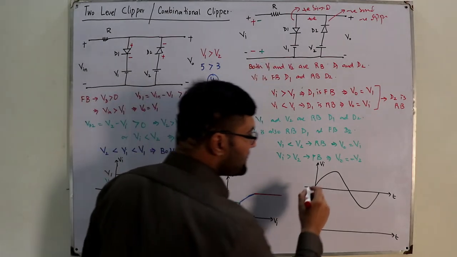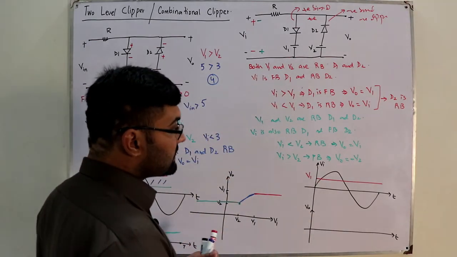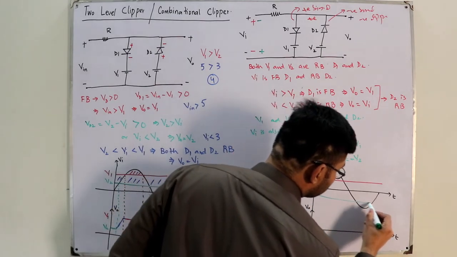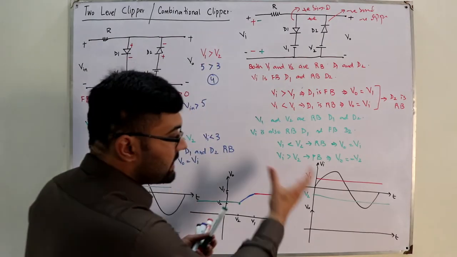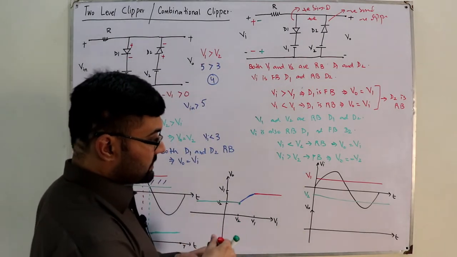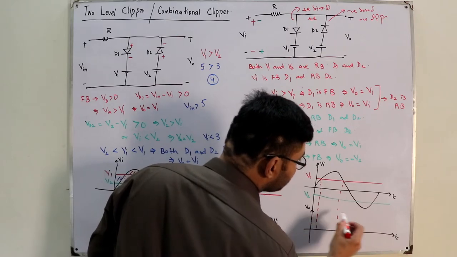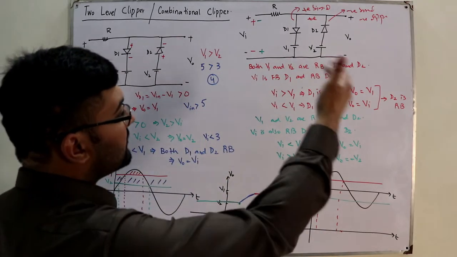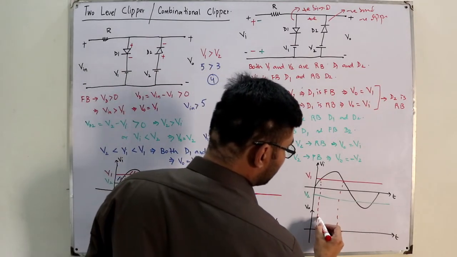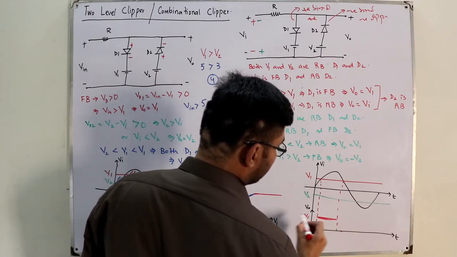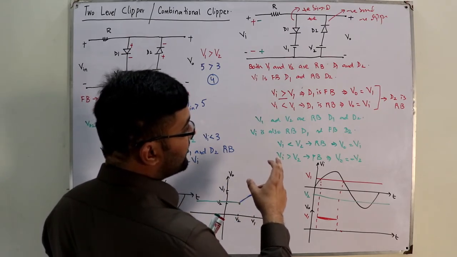So this V1 lies somewhere over here. And similarly, this V2 lies somewhere over here. You could have not written this negative point also, but anyway, this is negative, so you understand it. So now what happens? Let me drop down these points. In these drop down points, the input voltage is greater than V1. This is the case. Output is equal to V1. Similarly, when the input voltage is less than V1, V output is equal to V input.